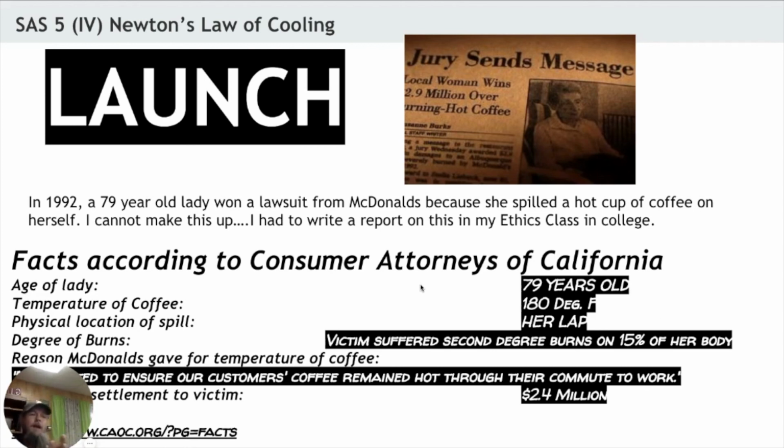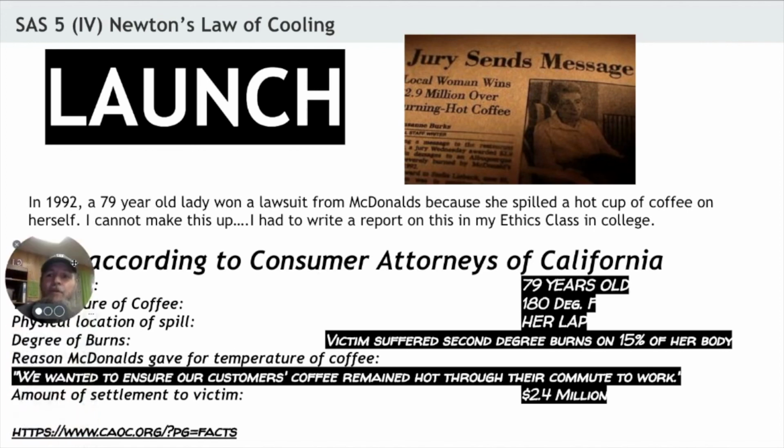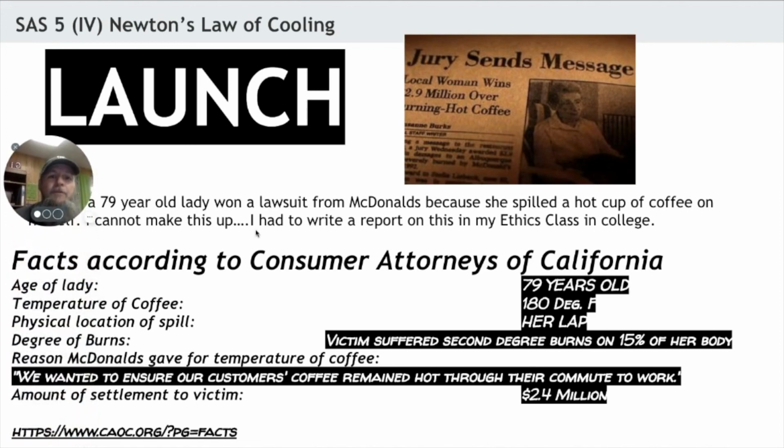In 1992, and I recall this happening, a 79-year-old lady won a lawsuit from McDonald's because she spilled a hot cup of coffee on herself. And I can't make this up. I had to write a report for this in my ethics class when I was going to school for my master's degree. The age of the lady was 79 years old. She spilled the coffee in her lap, and the coffee's temperature was 180 degrees. Now, at 180 degrees, liquid will give you an automatic second-degree burn.